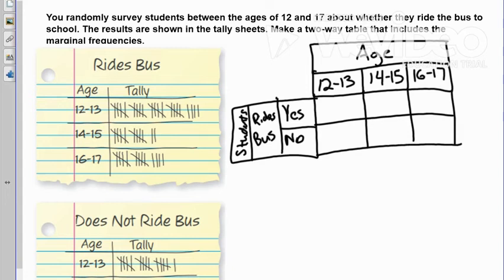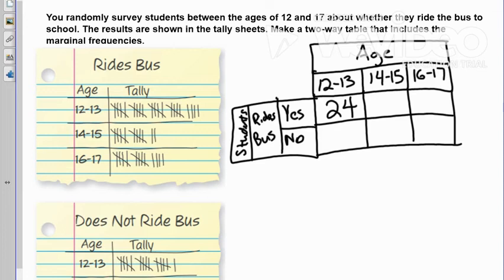So if we count for yes, they ride the bus, that's what we're going to start with first. We're going to fill out just this top row going across from 12 all the way up to 17. So for 12 to 13-year-olds, there are 1, 2, 3, 4, so that's 5 groups of 5, so that's 20 plus 4, so we should have 24 in your actual group of 12 to 13-year-olds that ride the bus, right?